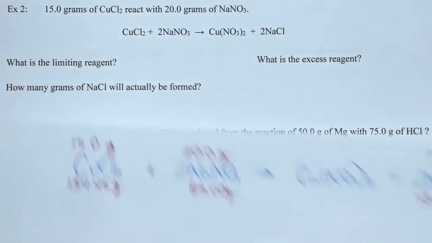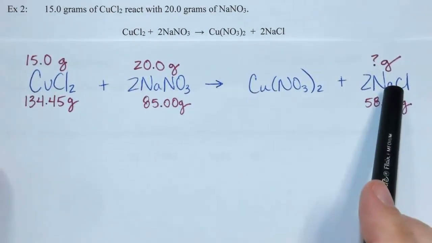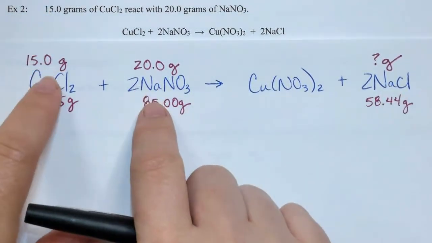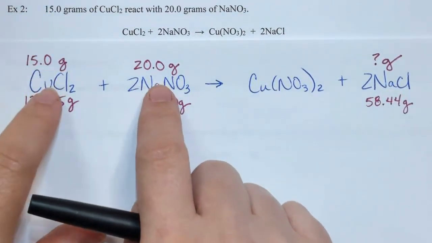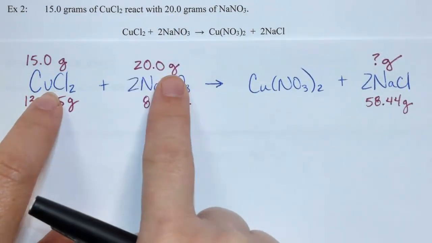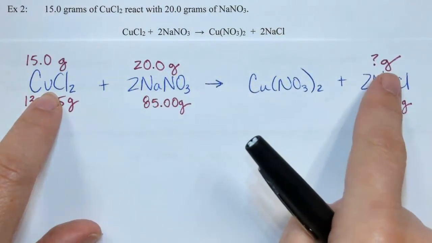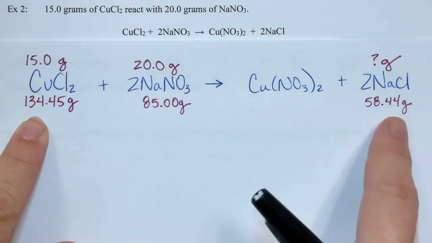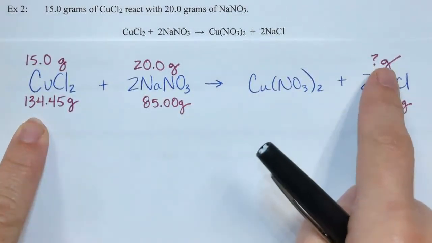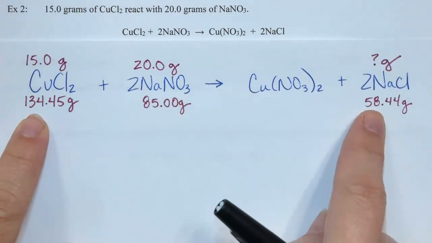So I went ahead and rewrote the equation here in blue. I also wrote my given amount above the copper chloride. So I was given 15 grams of copper 2 chloride. We're given 20 grams of sodium nitrate, so I wrote that above here. We're trying to find the grams of NaCl, so I wrote that above here. Below each of them, since we have grams, or we want grams, I went ahead and put the masses of each of them underneath them, because we're going to need those.